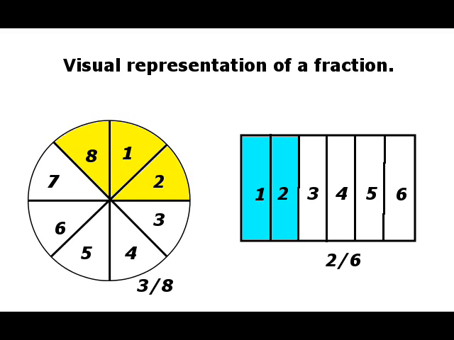Next, we saw that we could divide a circle or a rectangle into an arbitrary number of equal parts. For example, we can see here a circle divided into 8 parts, 3 of which are colored. Therefore, the circle represents the fraction 3/8. Similarly, 2 parts of the 6 in the rectangle are colored blue. Therefore, the rectangle represents the fraction 2/6.